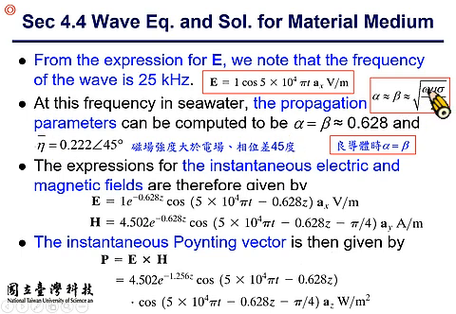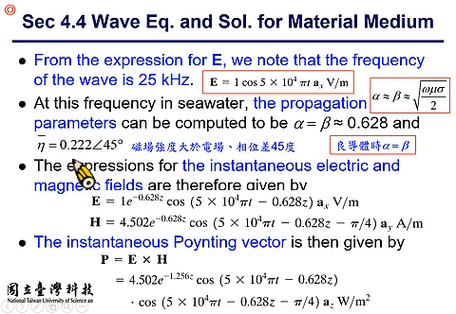So put the numbers of omega, mu, and sigma into this equation. We find out alpha equals beta, and they are equal to around 0.62. And the associated intrinsic impedance is 0.222, and the angle is 45 degrees. And 45 degrees is true for most good conductors. For good conductors, the angle between E and H field is 45 degrees.